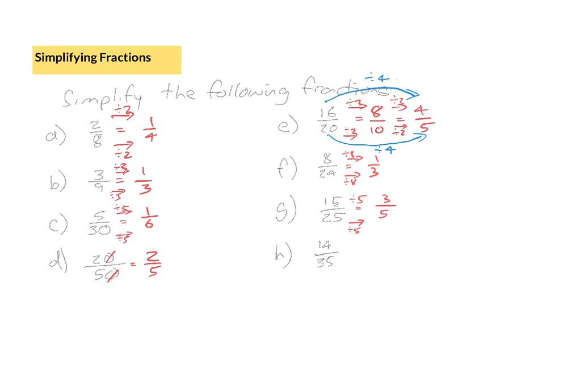And then finally, the last one here, not always easy to spot the 7s, but both these numbers are multiples of 7, so I divide the top by 7 to give me 2, and I divide the bottom by 7 to give me 5.